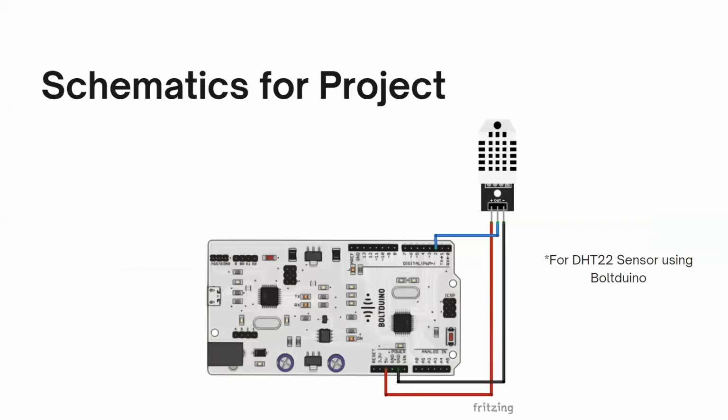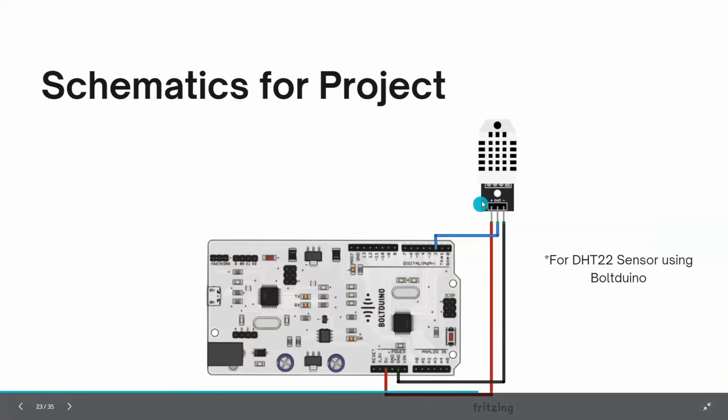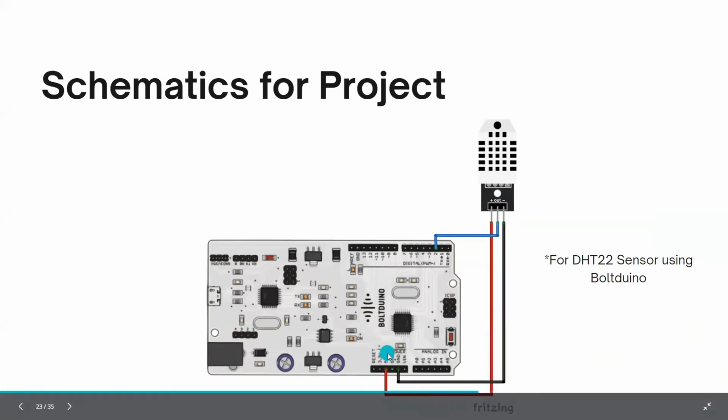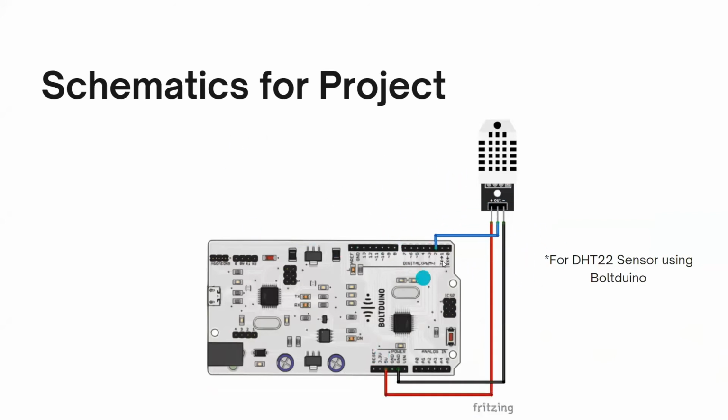The DHT sensor has 3 pins. One is VCC, the second one is out, and the third one is ground. The positive terminal will be connected to 5 volt, the negative terminal will be connected to ground, and the out pin will be connected to any of the digital pins. In my case, I will be choosing pin number 2. I have randomly selected a pin. Even if you want to connect it to pin number 5, you can.